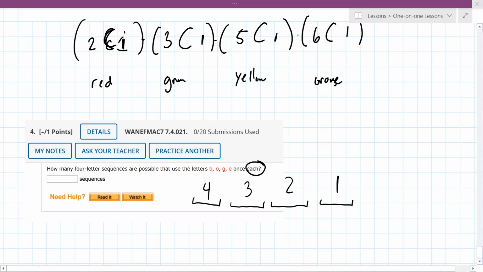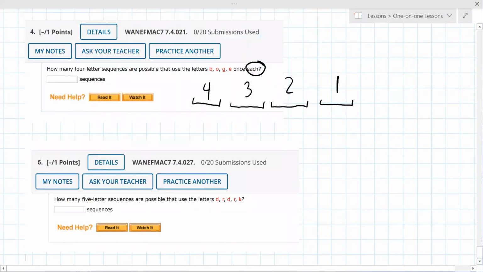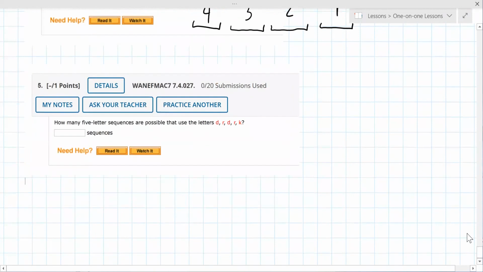Maybe. These are worded so weird. I really like to make these very clear with the wording when I write them. This one says, how many 5-letter sequences are possible that use the letters D, R, D, R, K? And the problem is now there's overlap.